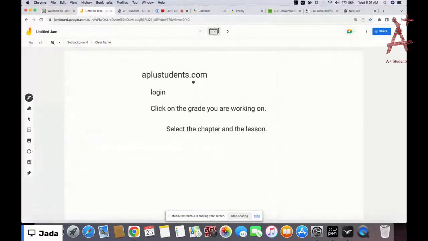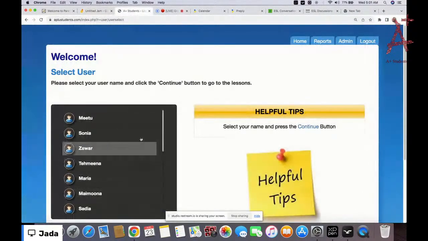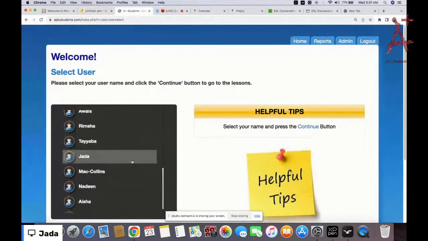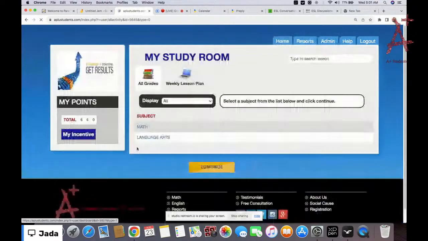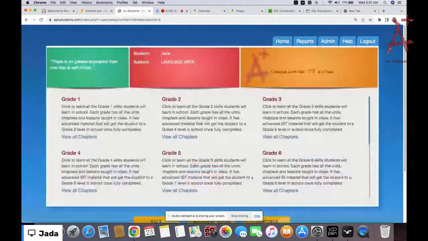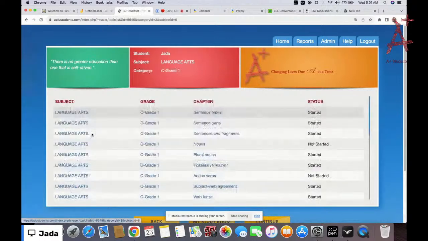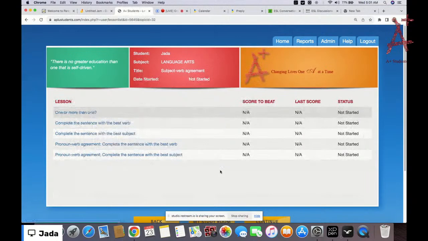So first off, you need to log in using aplusstudent.com, and then you put your email and your password, and then you click on your name. So you're going to see the names here. You just click on your name, and then we go to the grade that we're working on. Of course, we're working on grade 1, so this is grade 1, and then we'll just have to find subject verb agreement under grade 1. And so this is it right here. Okay, so we just click on this one here.